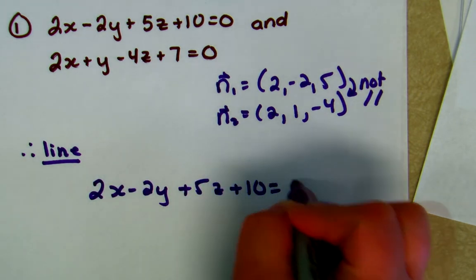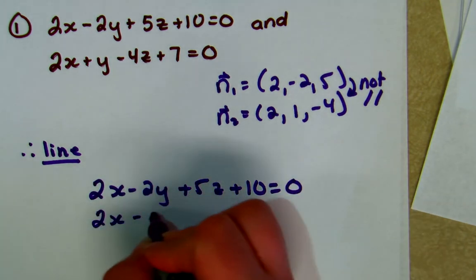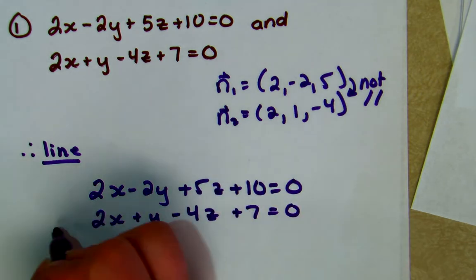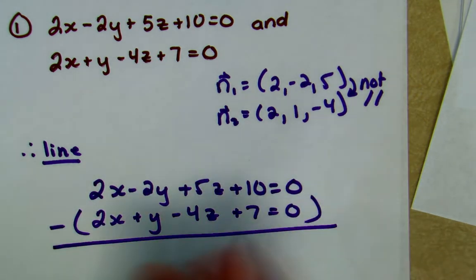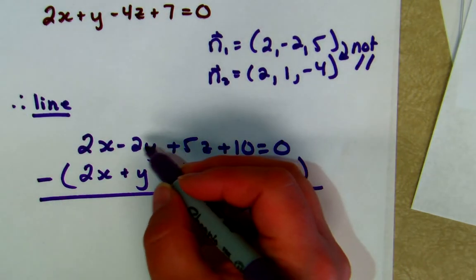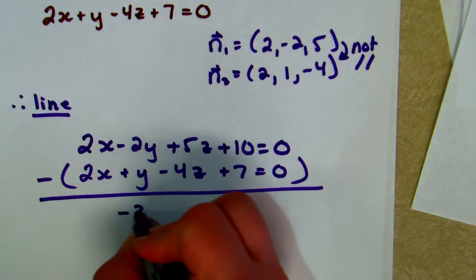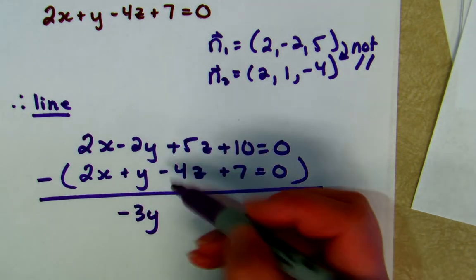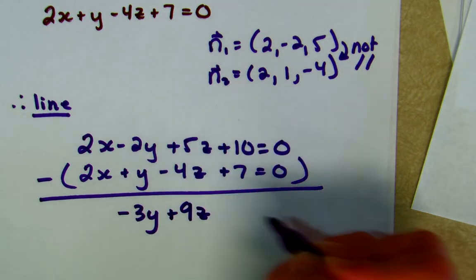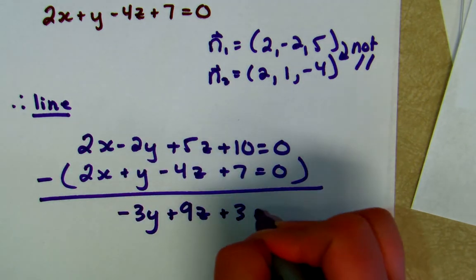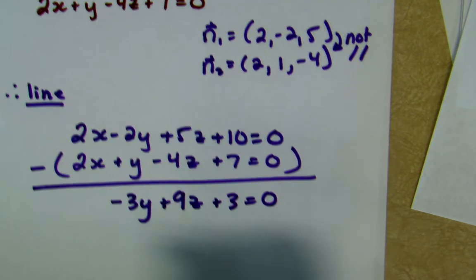And if I didn't have the same number in front of the x's, I can multiply one of the equations in order to get the same. But I'm going to use subtraction in order to eliminate the x's. So I have negative 2y minus y is negative 3y. 5z, take away, negative 4z is positive 9z. 10, take away, 7 is 3, and that gives me 0.